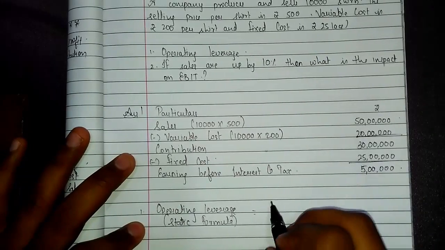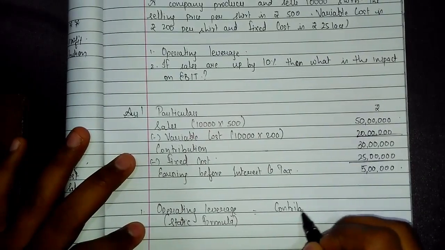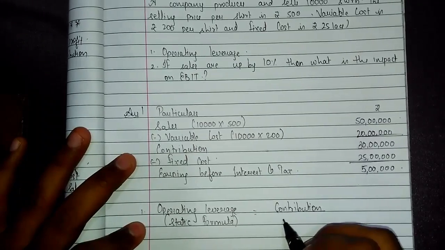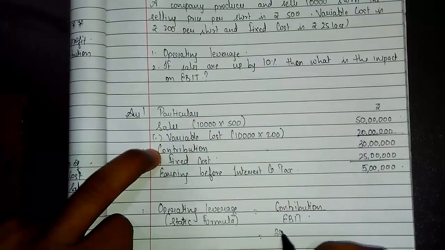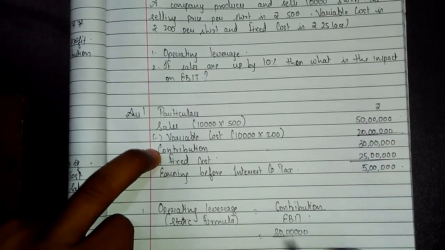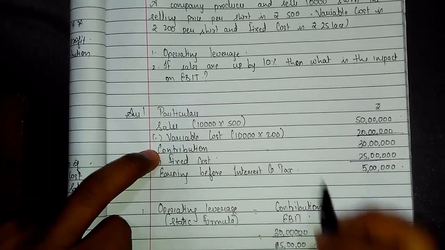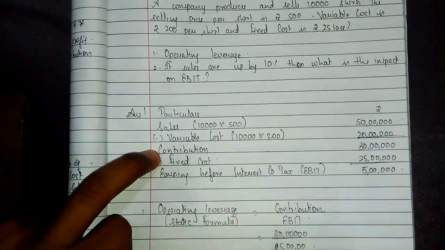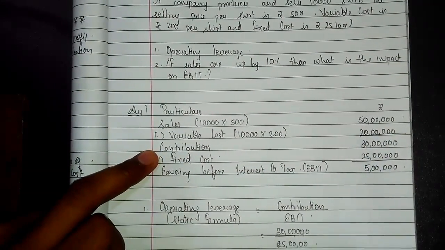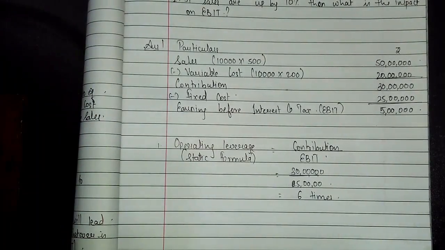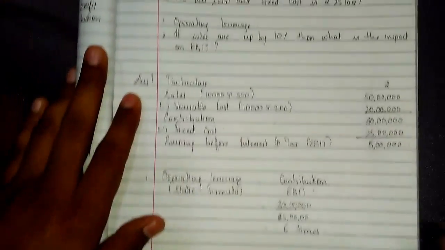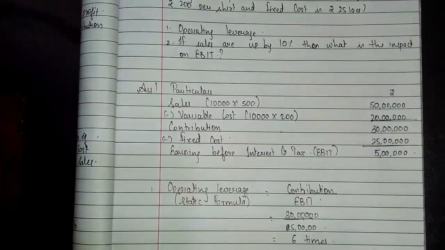Operating leverage is equal to contribution divided by EBIT. So here contribution is equal to how much? 30 lakhs, and EBIT is equal to 5 lakhs. So which means that operating leverage is 6 times. So the first part we have completed. Operating leverage is equal to 6 times. Our basic problem is solved. The first part is very simple. Now the second part is very important.